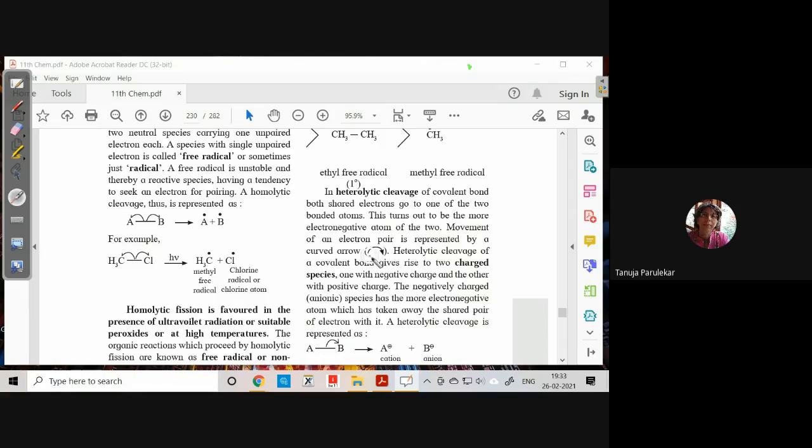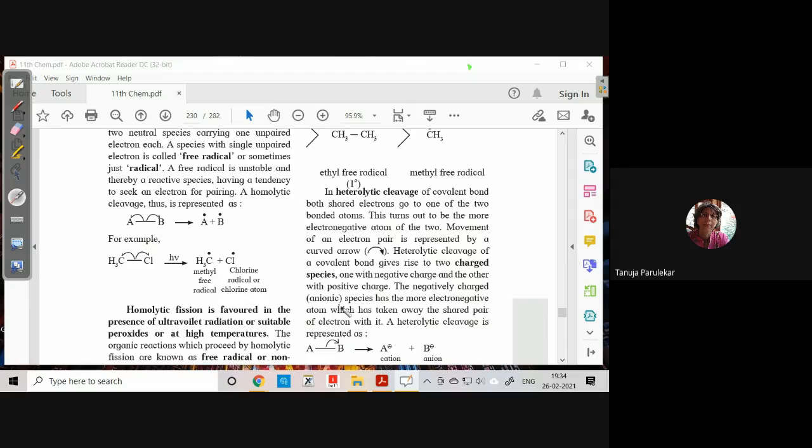It is represented by a curved arrow, but look at the head of the arrow. Directly, this is how we write it, a double barbed arrow. Heterolytic cleavage of a covalent bond gives rise to two charged species. This arrow is a normal arrow, but it still has a tail and a head, and the head indicates to which element those electrons are going. It gives rise to two charged species, one with a negative charge and the other with a positive charge.